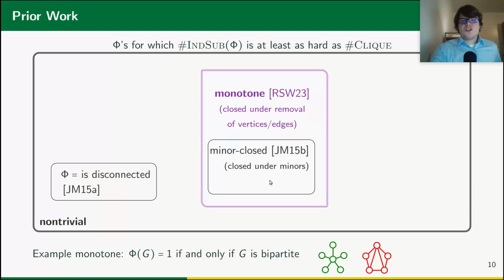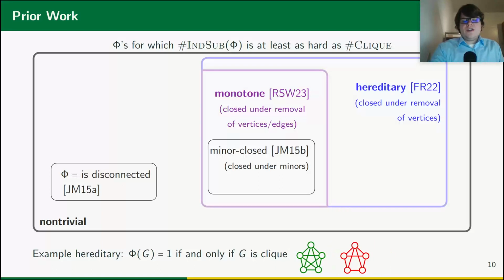And later Roth, Schmidt, and Wellnitz showed that this also holds if we restrict ourselves to monotone graph properties. These are graph properties that are closed under the removal of vertices and edges. And then Focke and Roth showed that this is even true for hereditary graph properties, so graph properties where you are only allowed to remove vertices.